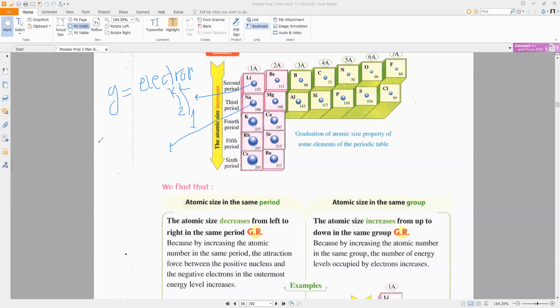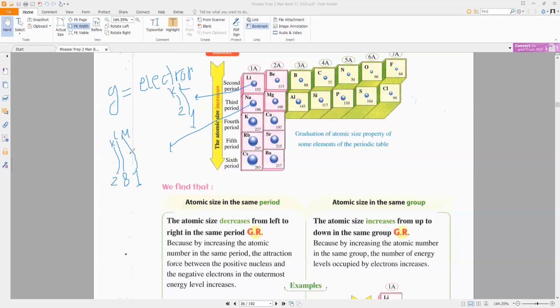11 as its atomic number. So it is distributed as follows: K has 2 electrons, L has 8 electrons, M has 1 electron. So the sum of them is 11. So sodium has atomic number 11. Lithium has atomic number 3.